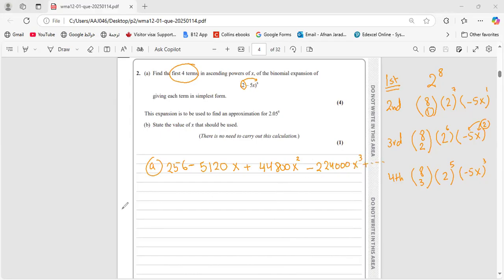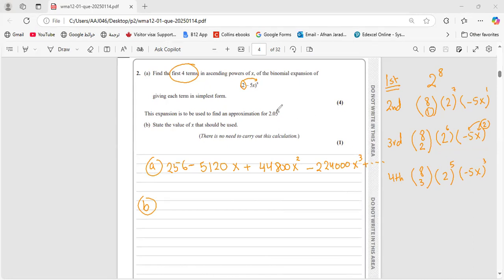This one, binomial expansion. B, this expansion is to be used to find the approximation for 2.05 to the power of 8. State the value of x that should be used. Okay, there is no need to carry out this calculation. Okay, look here.